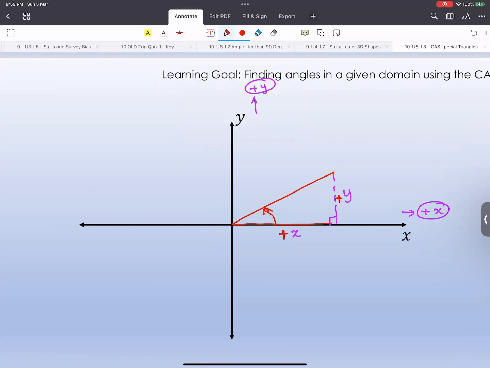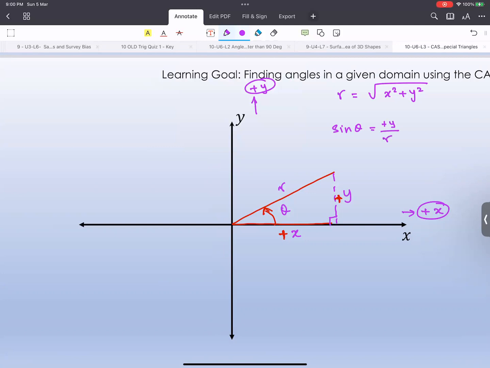If this is theta, sine theta is going to be opposite over hypotenuse, and the hypotenuse we're going to call r. And r is always going to be positive, because r is the square root of x squared plus y squared, irrespective of whether x or y is negative. So sine theta is going to be positive y over r, which is going to be positive anyway.